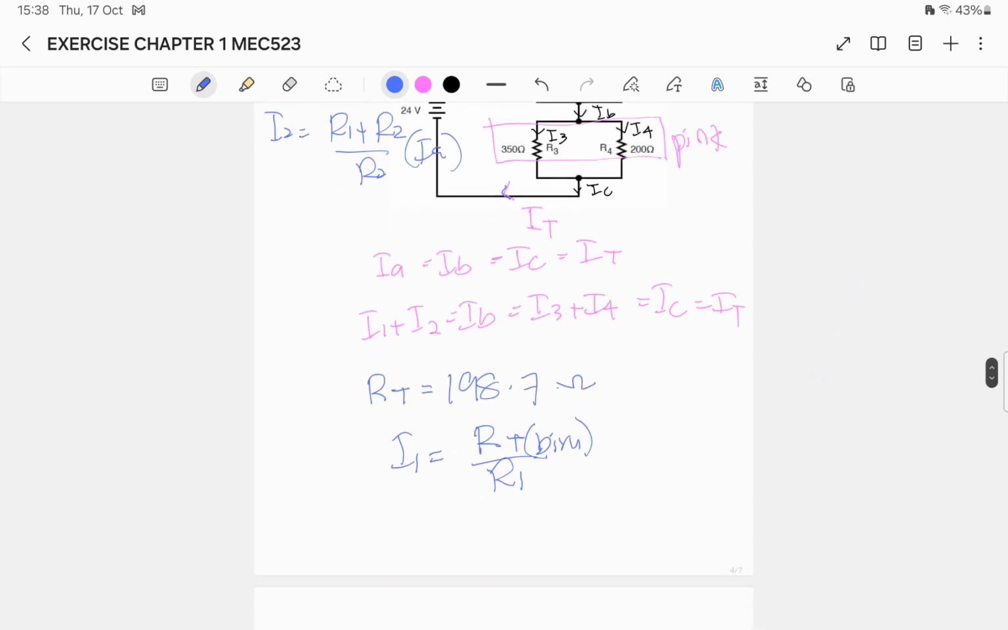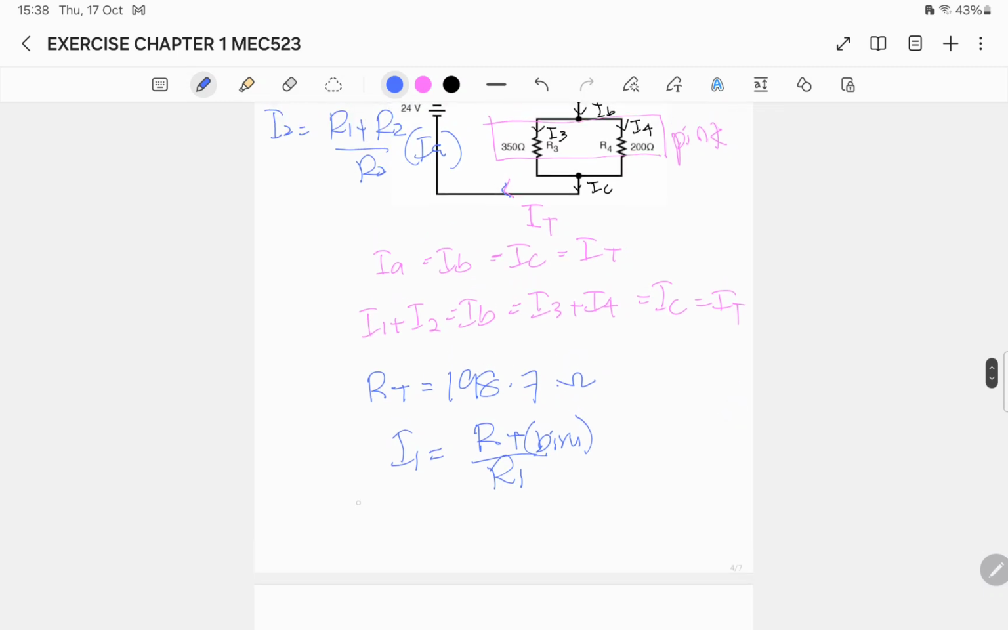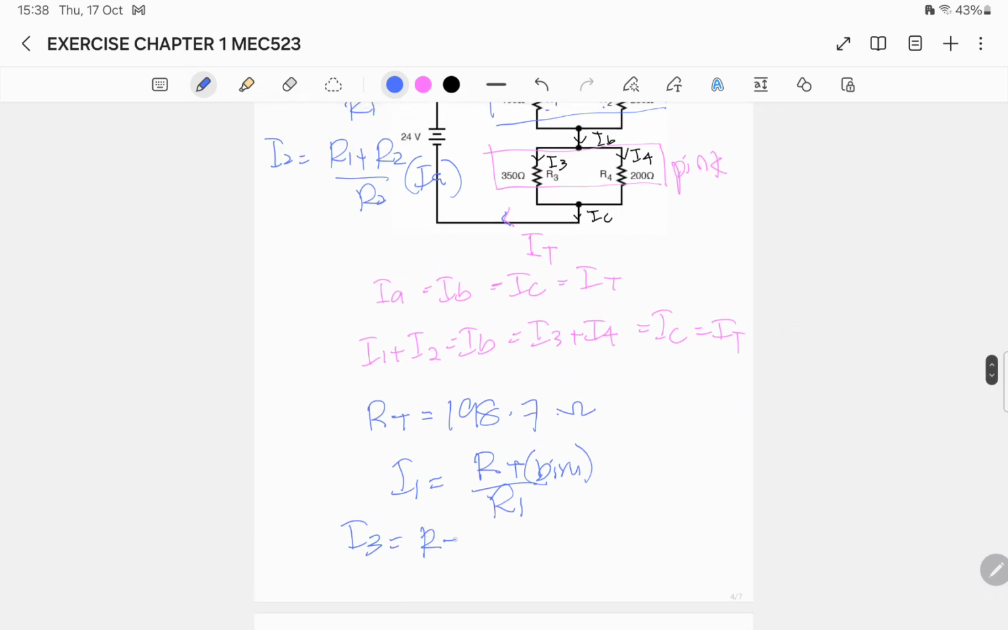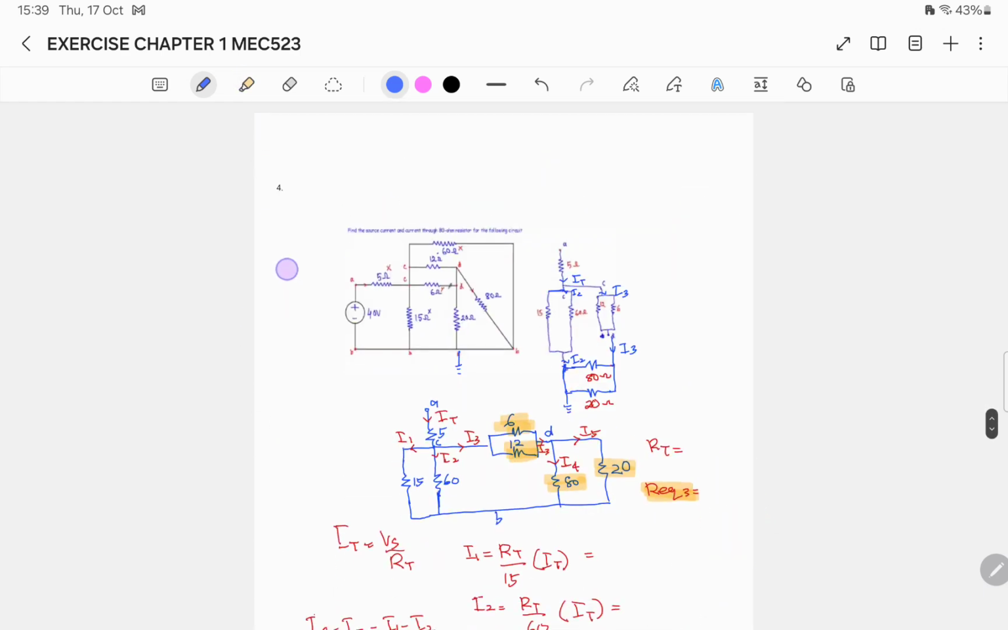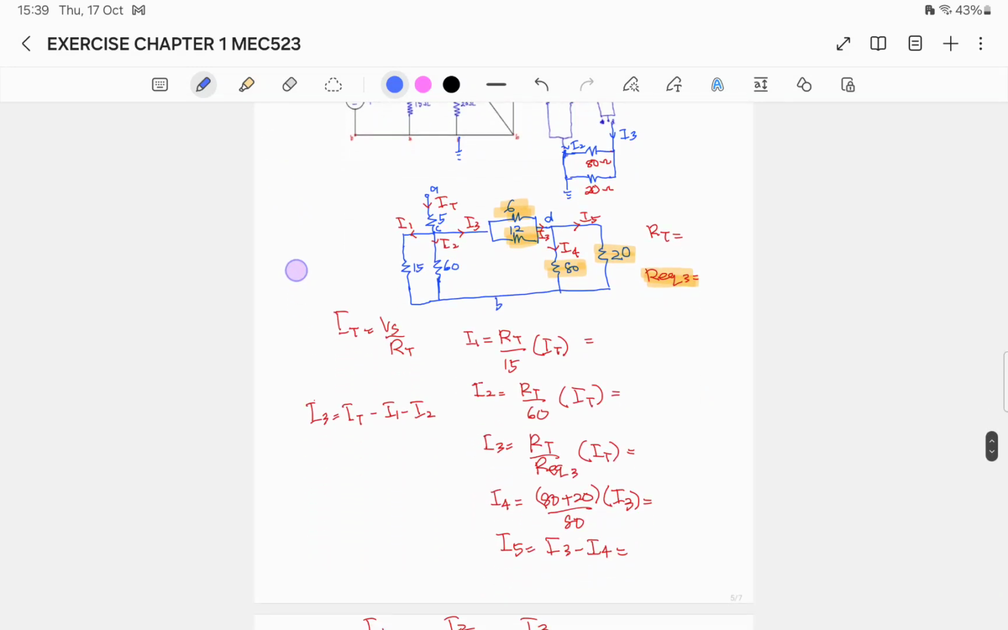Untuk I3 dengan I4 pula, R3 tambah R4 lah per R3 darab dengan IB. Dia tak ambil dah value R1, R2 tadi. Okay. I4 per R4 darab dengan IB. Okay. Boleh. Okay, yang ni saya bagi, please tengok balik.